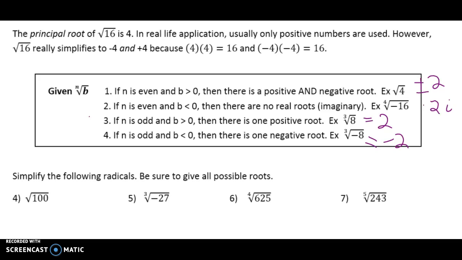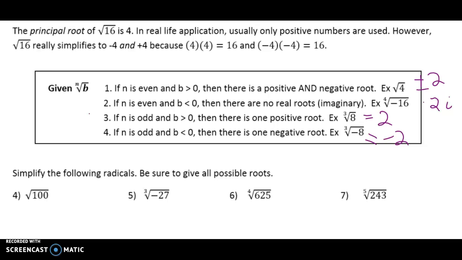So really quick, on number 4, the index is 2, so that's even and greater than 0. How many answers are we going to have? 2. Even and greater than 0, so positive and negative 10. Then the index on number 5 is odd and greater than 0. So how many are we going to have? 1. It's going to be negative. 1 negative, right? The radicand's less than 0.